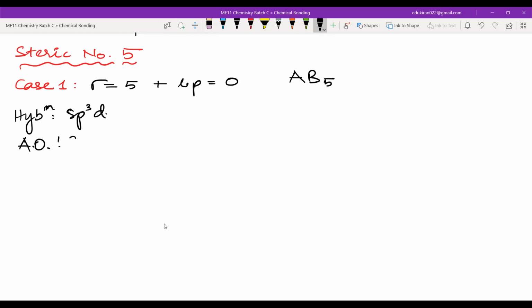What are the atomic orbitals? s plus p plus p plus p plus d. Yes or no? So how many atomic orbitals? 5. So how many hybrid orbitals will there be? 5 only, no? Yeah, 5 hybrid orbitals.